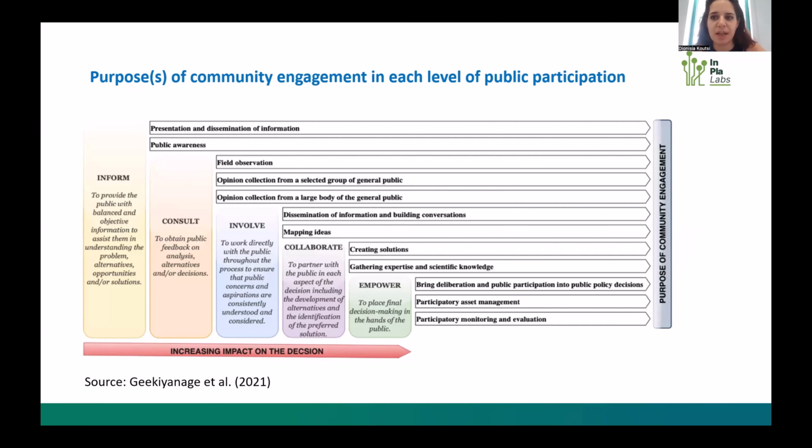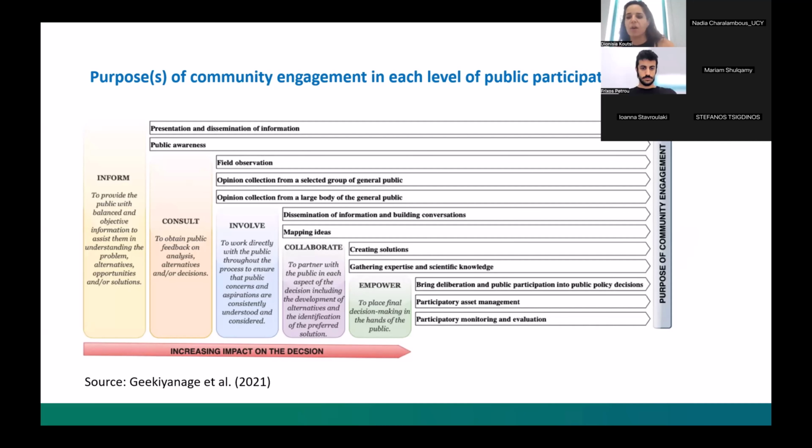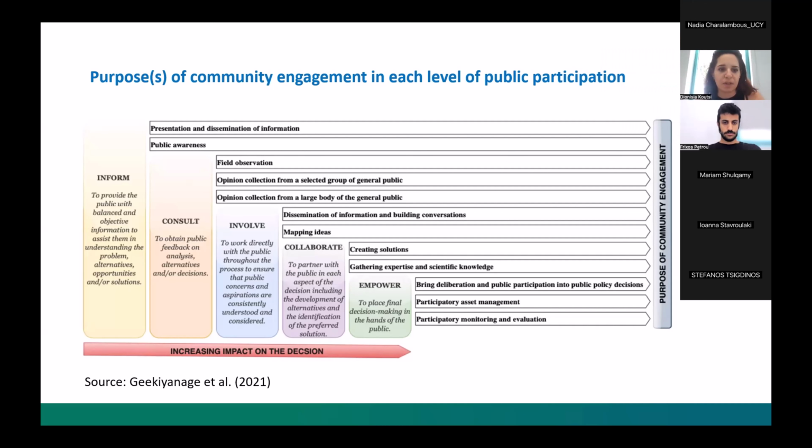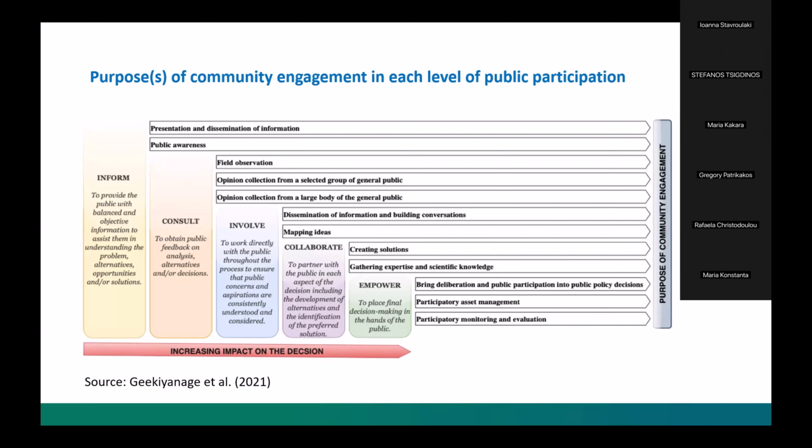As we said also in the previous presentation, we have different degrees of involvement, and of course, this is also reflected in the methods and tools that we can use in order to ensure these different levels. For example, if we just want to consult the public on a decision that was already made and we need some feedback on that, we will use some presentation and dissemination material. And this is maybe enough for this level of participation.